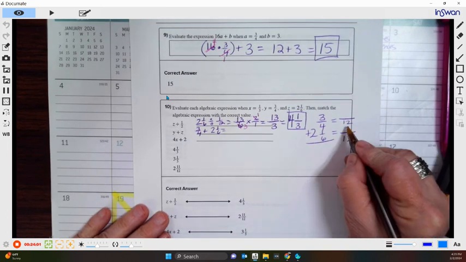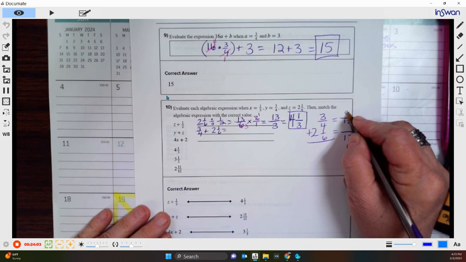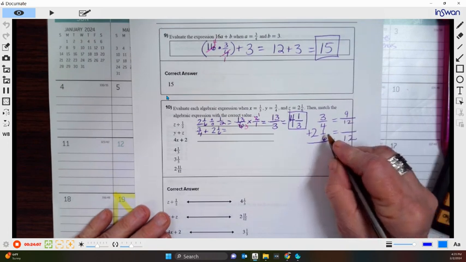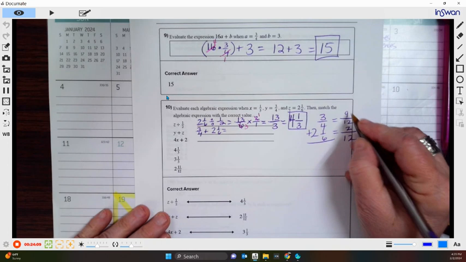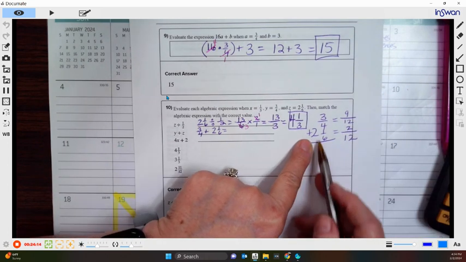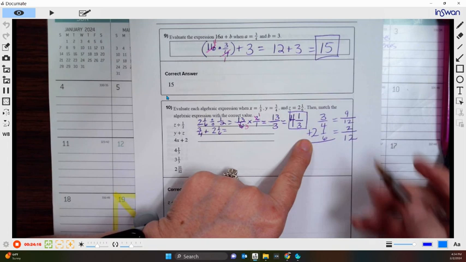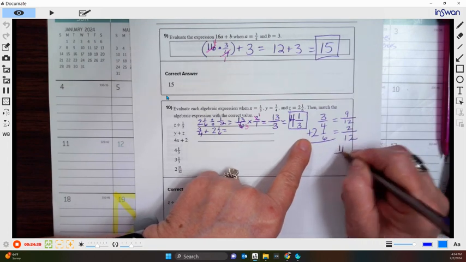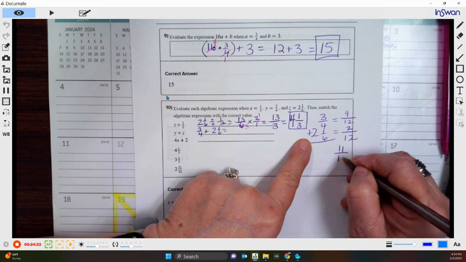4 goes into 12 3 times, and 3 times 3 is 9. So that becomes 9/12. 6 goes into 12 2 times, and 1 times 2 is 2. So that's 2/12. And then I still have my 2 over here that I'm just going to bring down because I don't have any other whole numbers to add it to. So I'm left with 9 plus 2 is 11 over the original denominator of 12.